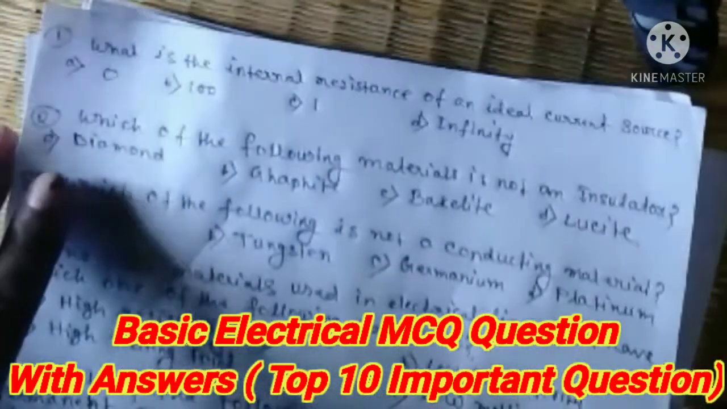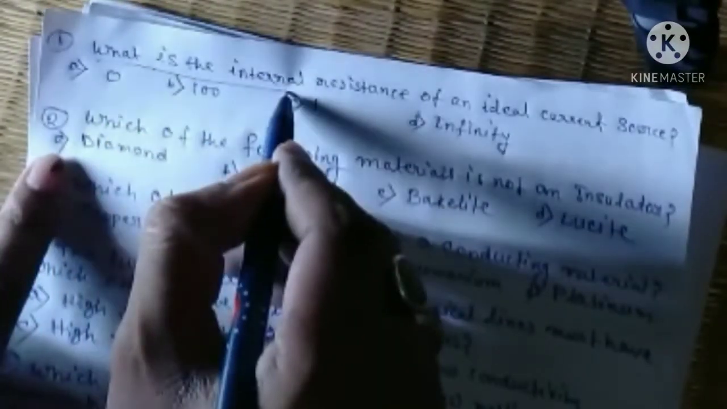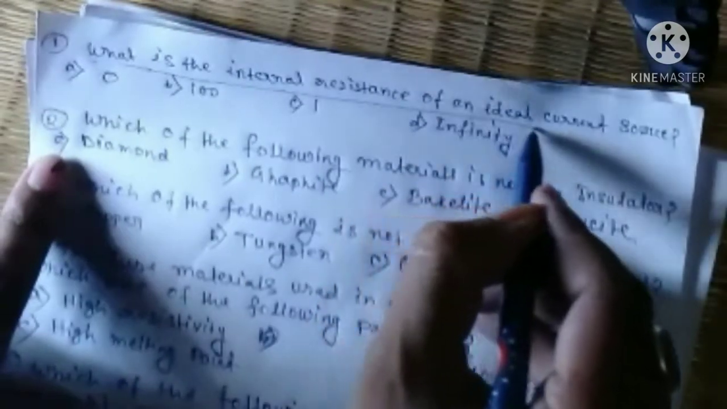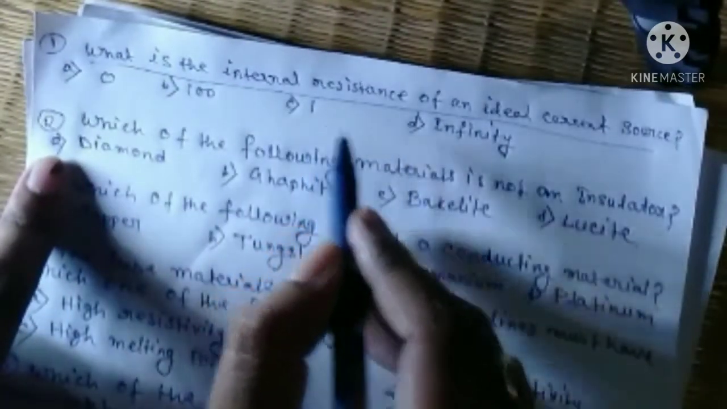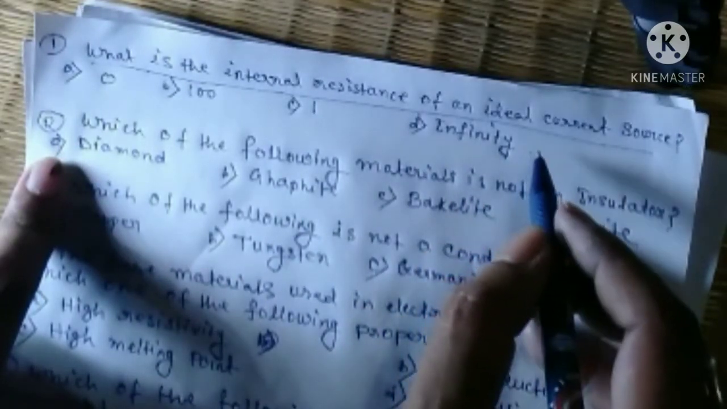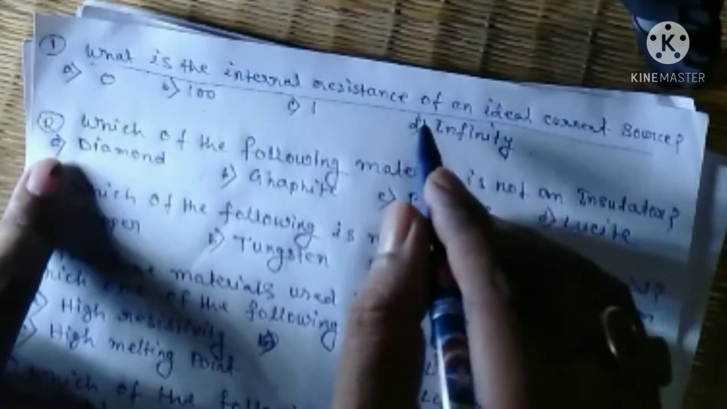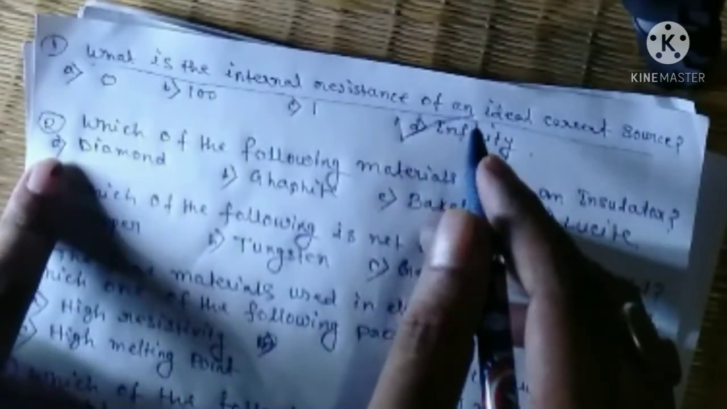So the first question is: what is the internal resistance of an ideal current source? Option A 0, option B 100, option C 1, option D infinite. We know that for the ideal current source the internal resistance is infinite. For an ideal voltage source the internal resistance is 0. So here option D is the answer.